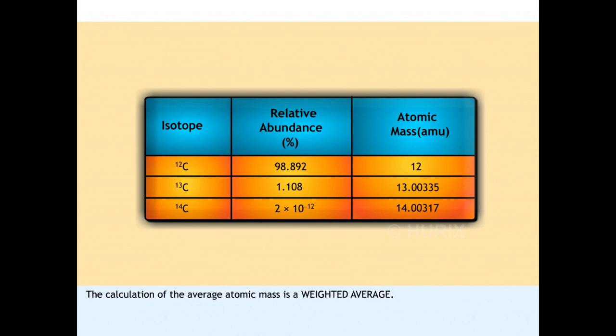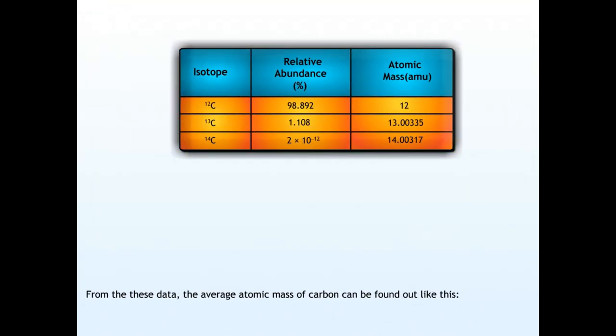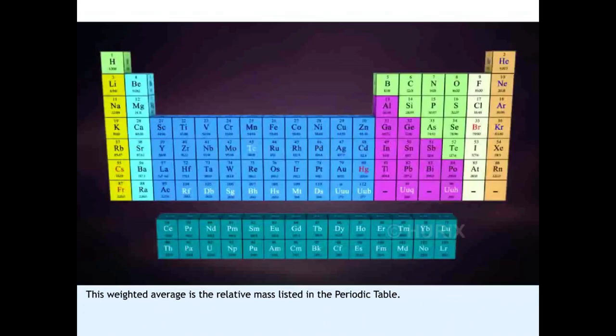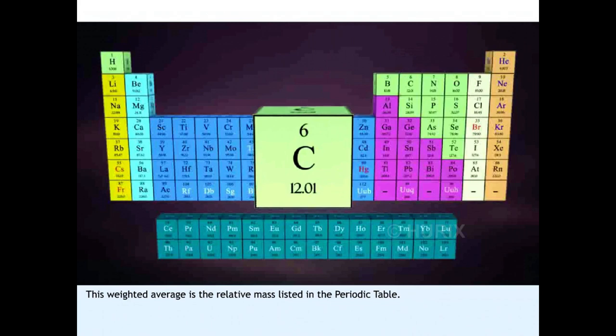The calculation of the average atomic mass is a weighted average. This is the sum of all nuclide isotope masses multiplied by their natural abundance. From these data, the average atomic mass of carbon can be found like this: 0.98892 × 12 u + 0.01108 × 13.00335 u + 2 × 10^-12 × 14.00317 u = 12.011 u. This weighted average is the relative mass listed in the periodic table.